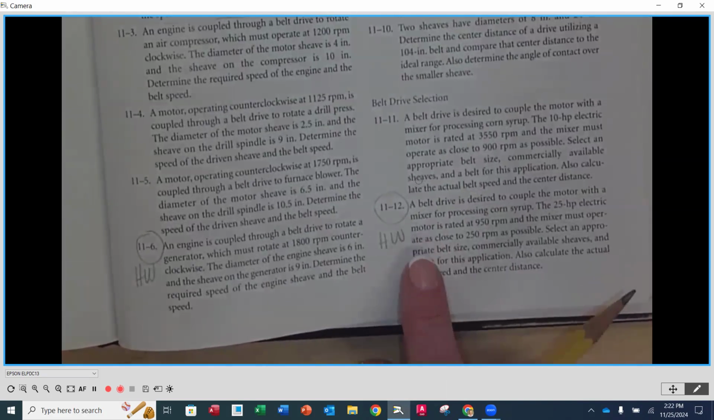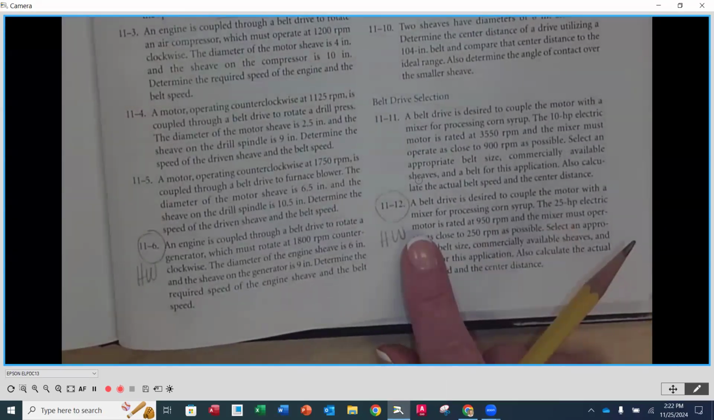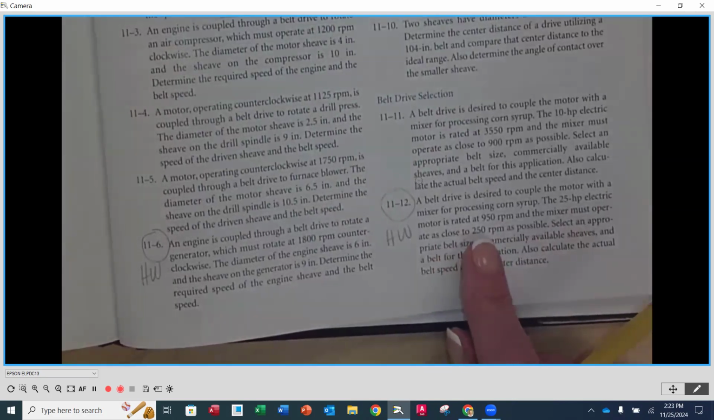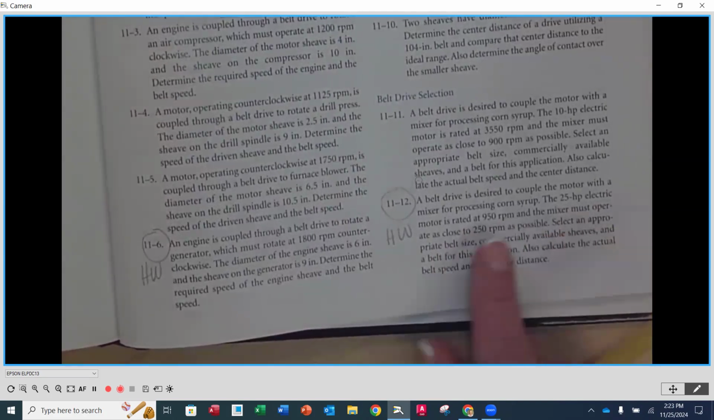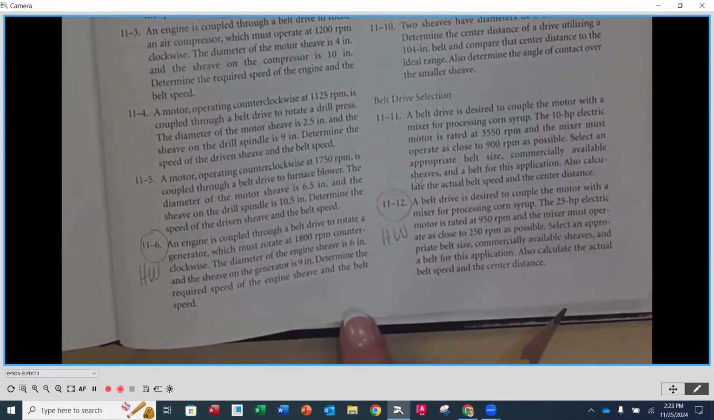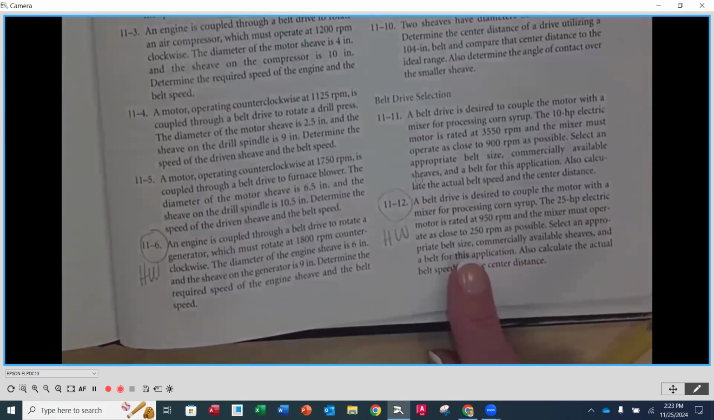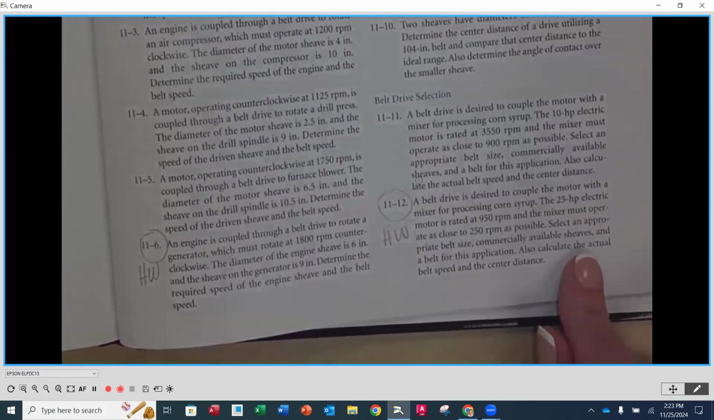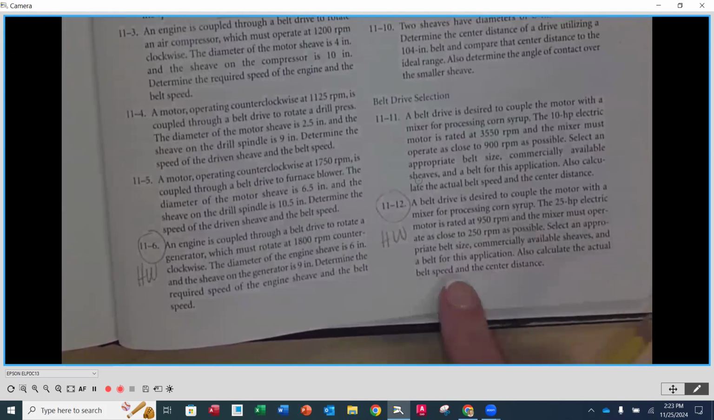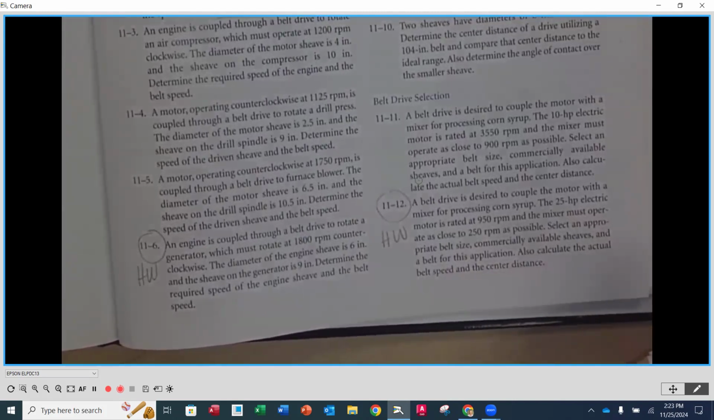Number 12 is a belt drive desired to couple a motor with a mixer that processes corn syrup. The 25 horsepower electric motor is rated at 950 RPM, and the mixer must operate at 250 RPM. So the mixer is the output and the electric motor is your input. Select an appropriate belt size, the commercially available sheaves, and a belt for this application. That means you have to know the overall length so that you can purchase that belt. Also calculate the actual belt speed and the center distance. That's very similar to the last problem we just did.